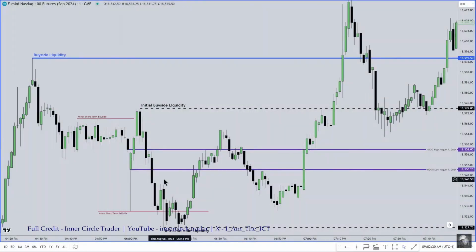That's where it needs to be, right here. So what we've done is we've taken out this short-term low, and we created an initial sell-side liquidity pool, and we went above this short-term high, and we created an initial buy-side liquidity pool.